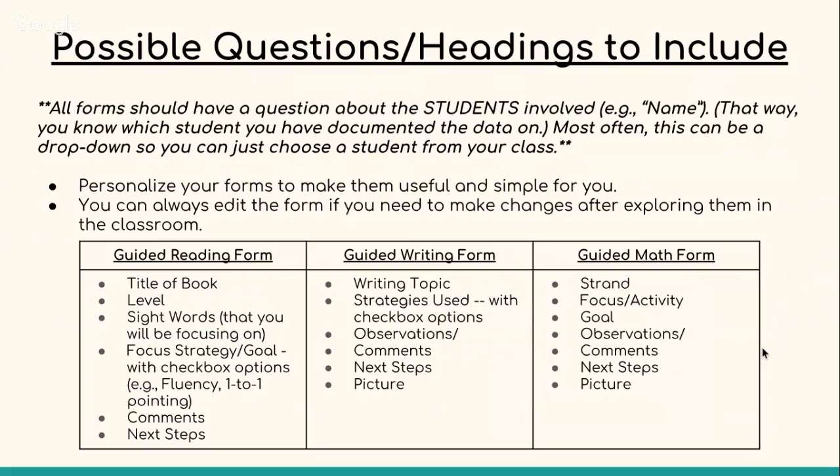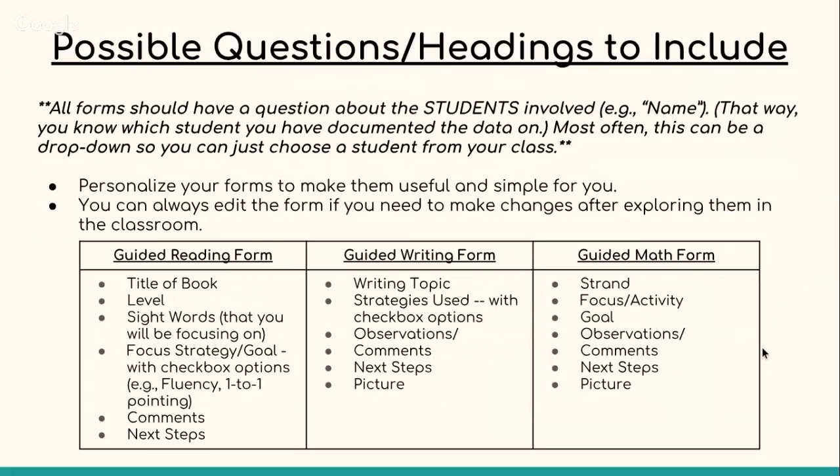And then again, based on whatever your form is about, your questions will differ. So for example, if you're doing a guided reading form, which I will show you a little bit later on, you might want to have the title of the book, the level, perhaps the sight words the student's working on. I personally like having a little list checkbox of things that I'm working on with the student. So one student may be working on one-to-one finger pointing because I work with kindergarten students. Another one may be focusing on fluency. So it depends on where the student is at.